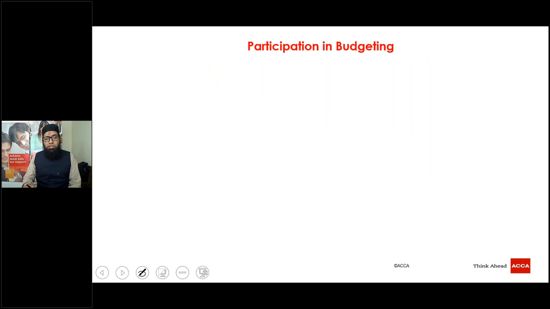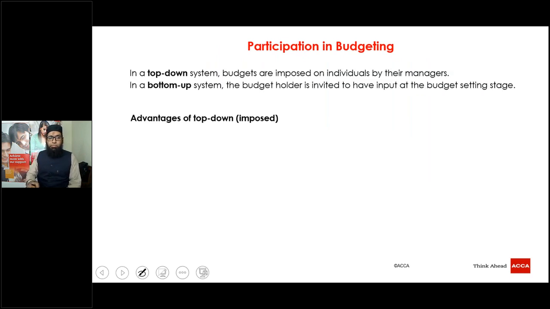Now, the participation effect in budgeting. So we have two approaches to prepare the budget. One is a top-down approach and the other one is a bottom-up approach. In the top-down approach, budgets are imposed, whereas in the bottom-up approach, the budget holder invites its employees, its people, and has their input, and then finally sets the budget.